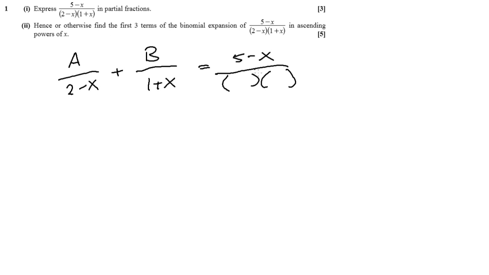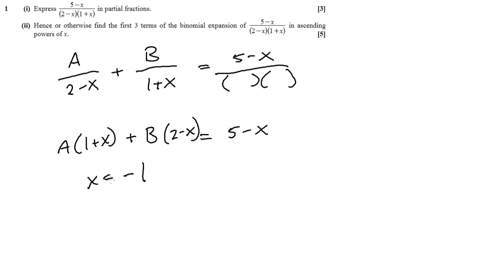So by multiplying the bottom by the two brackets, you should get 5 minus x is a lots of (1 plus x) plus b lots of (2 minus x), which will be useful because if you substitute x as a value of -1, then you should be able to obtain a value of 3b equals 6, which gives you b equals 2.